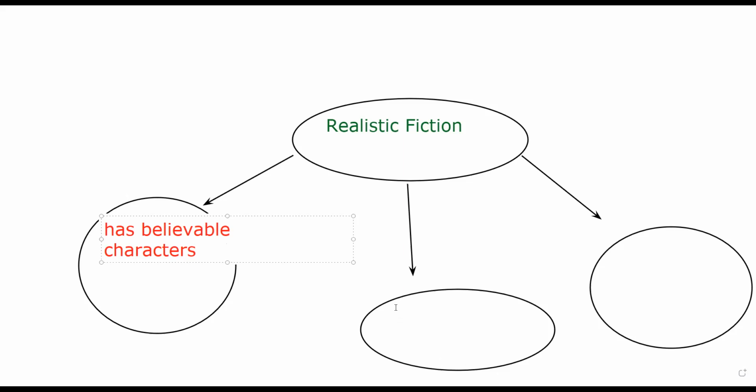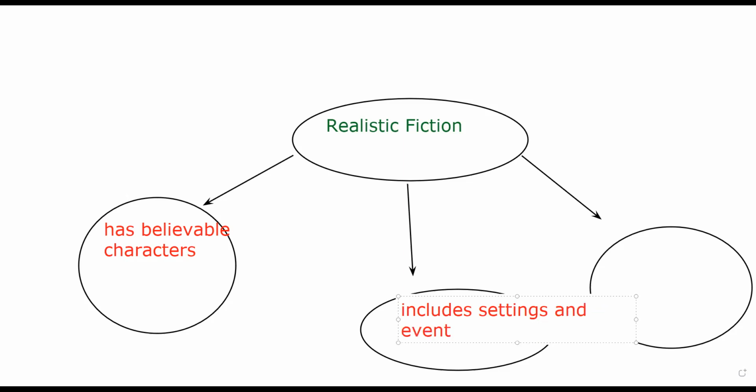The second one is that it has settings, and the settings and the events might happen. They could exist in real life. It means they can be real places and real events that might happen in real life or exist in real life.